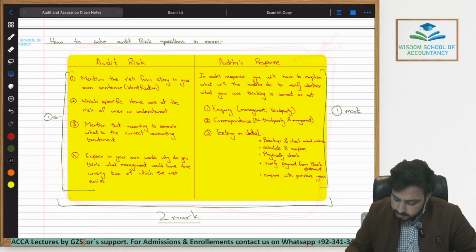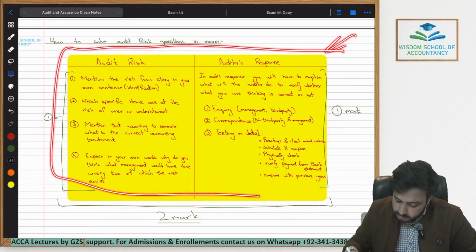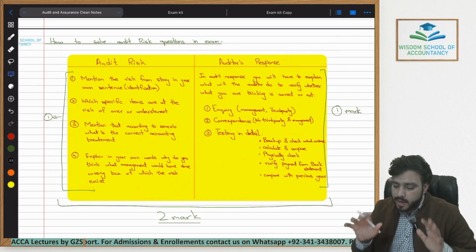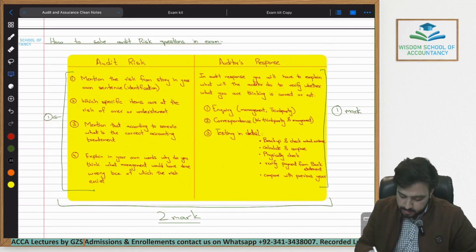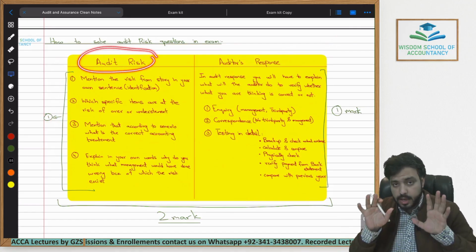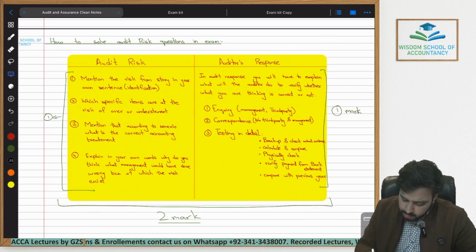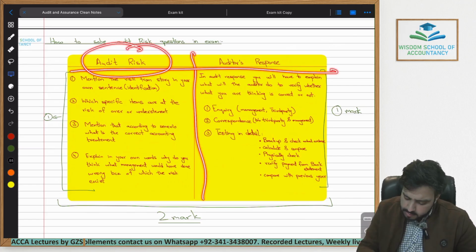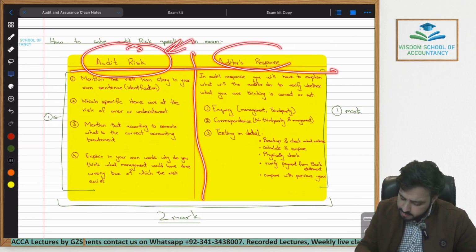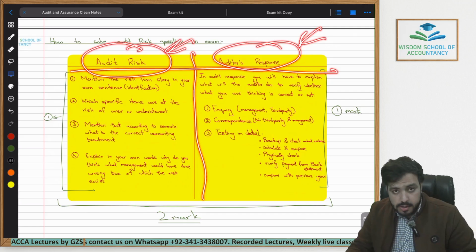This is the format, the table that you always follow whenever you identify a risk within the question and how you have to explain it. Let me just recap a bit for you. First, you have to make a table within your answer. On one side, you will always write down the heading audit risk. On the other side, you will write down the heading auditor's response.